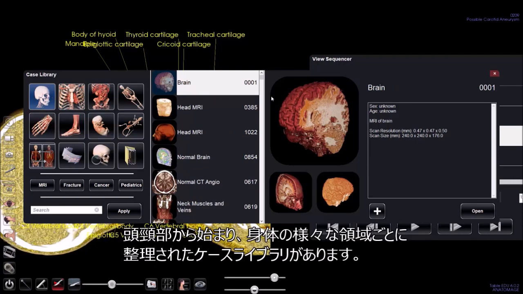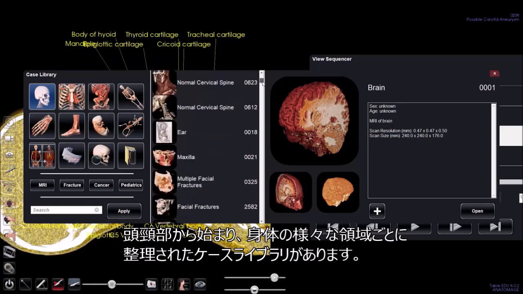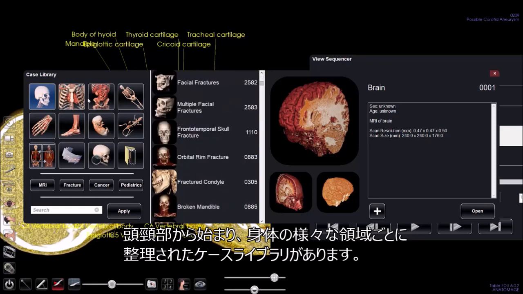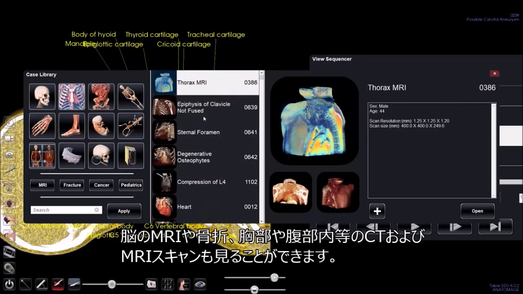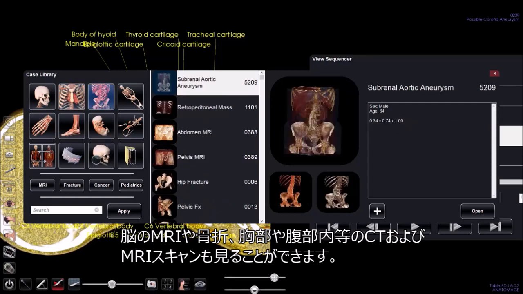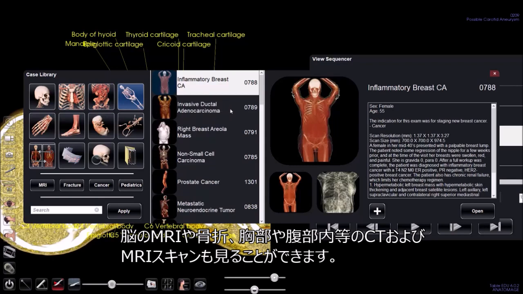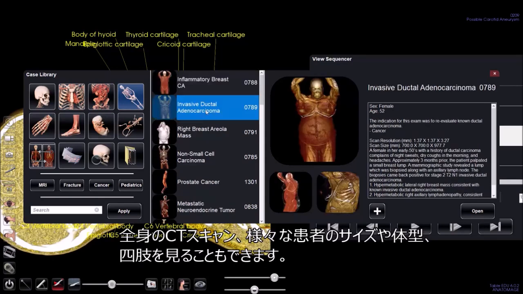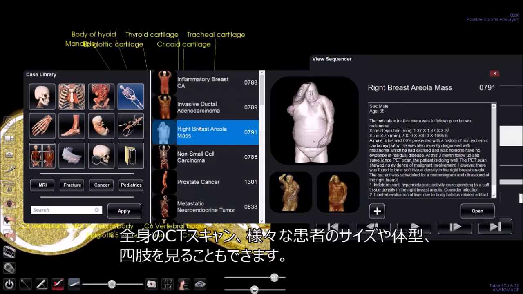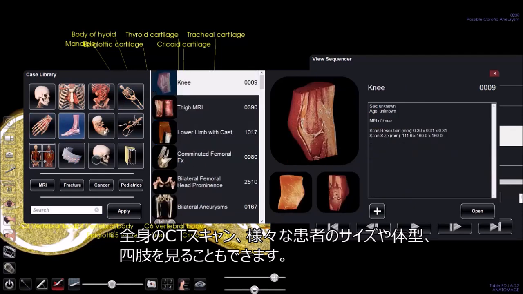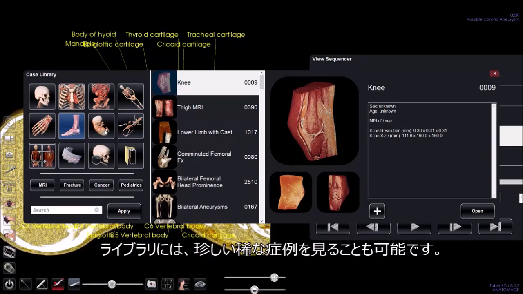So starting at the head and neck, we can walk through MRIs of the brain or facial fractures. We can also start to look at CT and MRI scans within the thorax or the abdomen. We can also see full body CT scans and examine different patient ages, different patient sizes and body types, as well as we can look at extremities. But we can also start to bring in rare and unique cases when we look through our library.